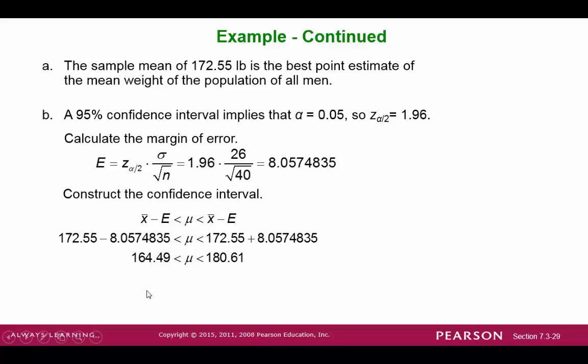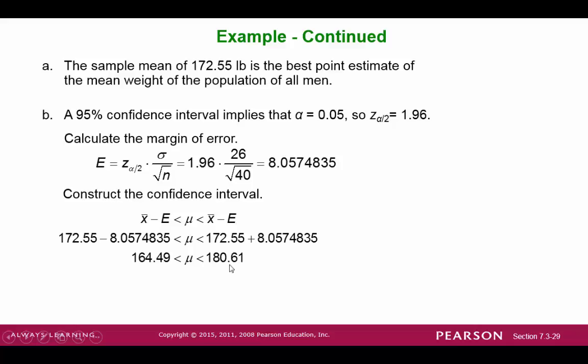So here are the first couple of steps. The sample mean of 172.55 will be our best point estimate, and then in finding the confidence interval, we will use our critical value of 1.96 and plug that into the formula. We get 8.057, and then we add and subtract that to the sample mean 172.55. We get our confidence interval to be 164.49 to 180.61.